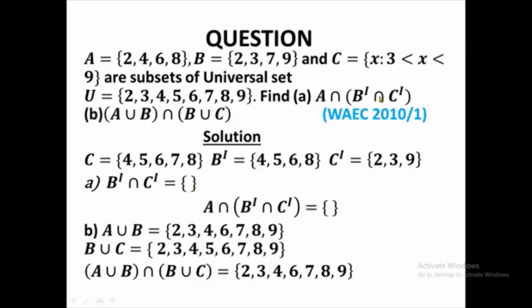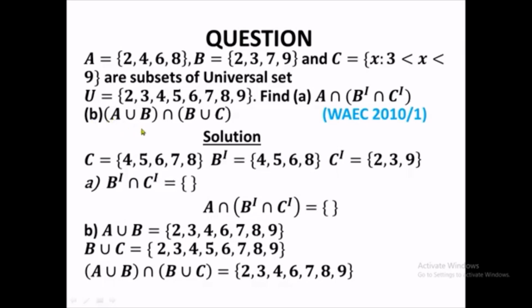So if this set here is empty, then A intersection the empty set should give an empty set, since there is no element common to A and this empty set. So that means A intersection B complement intersection C complement will give us the empty set.